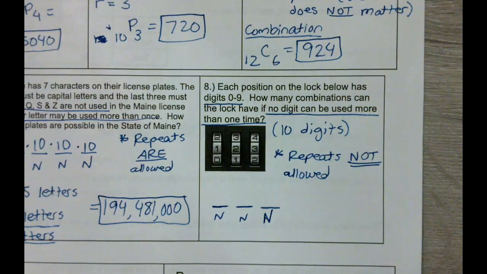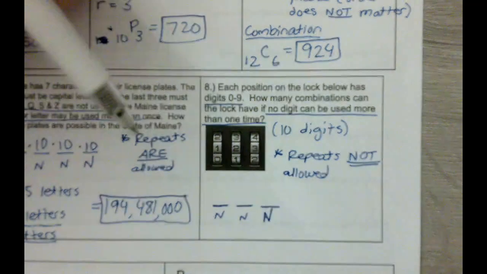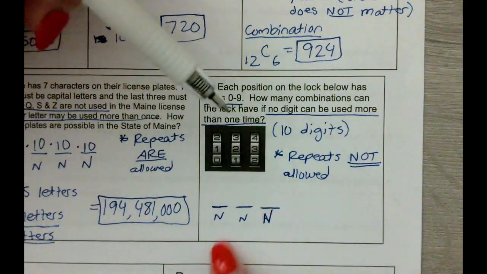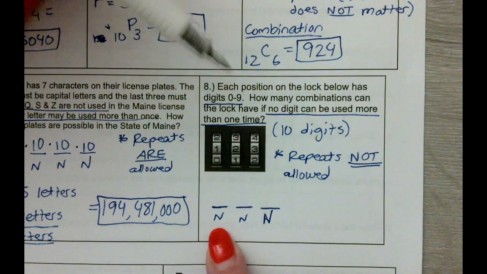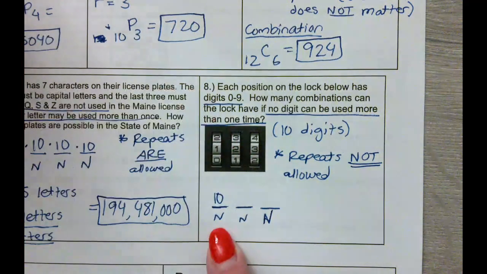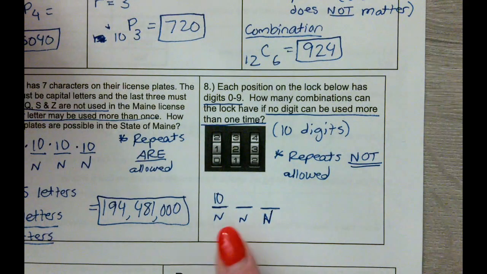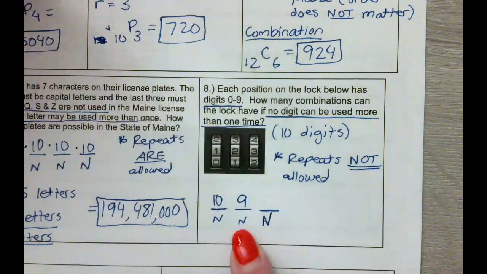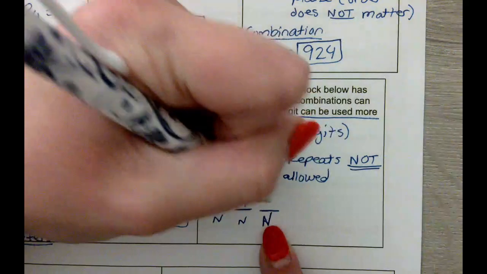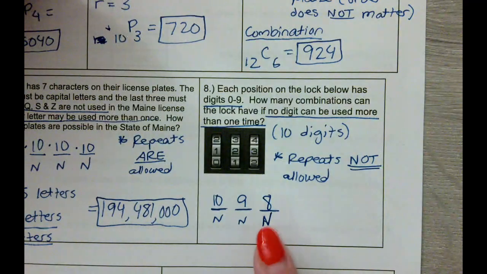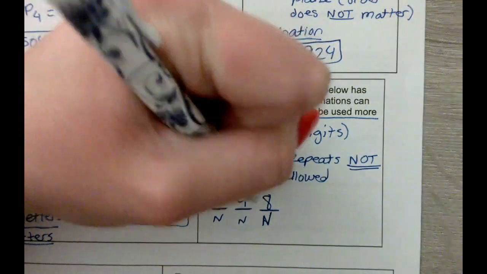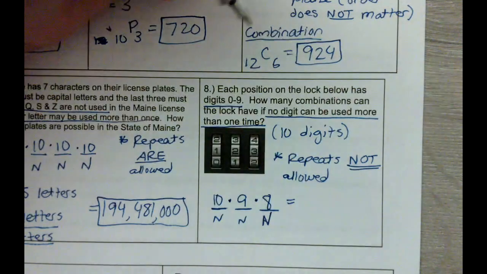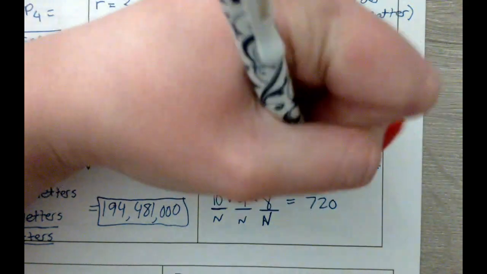We're still using digits 0 through 9, so we have 10 of them to use. Now, since repeats are not allowed, my numbers are going to go down from space to space. First space gets first choice of the digits, so there's all 10 to choose from. Next space, I have taken one choice out. It's whatever I put in the first space. So now there's 9 left. And then one more time the third space, I now have 8 left because I can't reuse the same digit from spaces 1 or 2. So 10 times 9 times 8. This will give you 720.